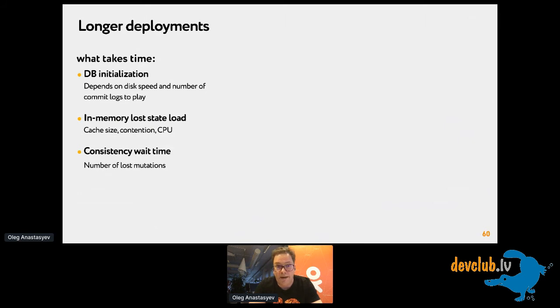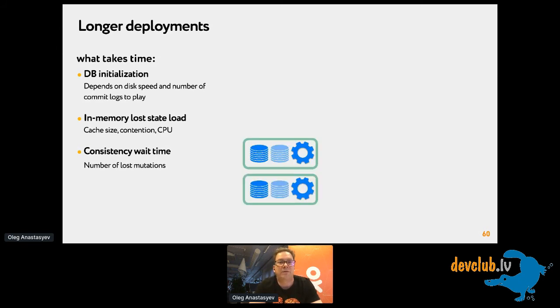The consistency wait time: we should wait for hints to be replayed by other nodes. This time depends on the number of skipped mutations. So if the deployment process stops and starts instances one by one, the total deployment time is proportional to the total number of instances and could easily last for a day for several hundred instance deployments.